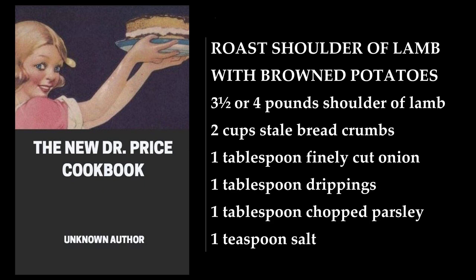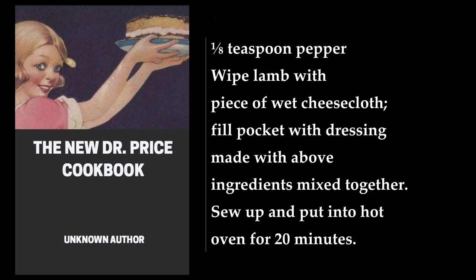Roast shoulder of lamb with brown potatoes. 3½ or 4 pounds shoulder of lamb, 2 cups stale bread crumbs, 1 tablespoon finely cut onion, 1 tablespoon drippings, 1 tablespoon chopped parsley, 1 teaspoon salt, 1/8 teaspoon pepper. Wipe lamb with piece of wet cheesecloth.